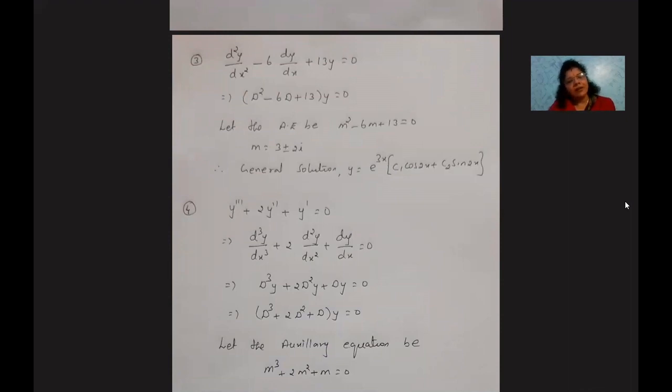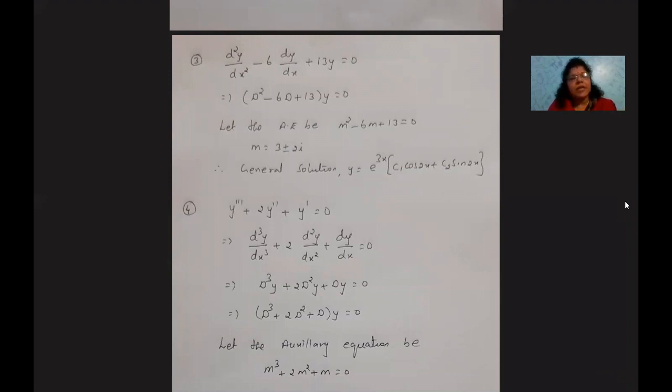Again, it's a second order quadratic equation. By solving this quadratic equation, we'll obtain m is equal to 3 plus or minus 2i. You can apply the formula minus b plus or minus root of b square minus 4ac divided by 2a. Then we'll obtain the general solution as follows.